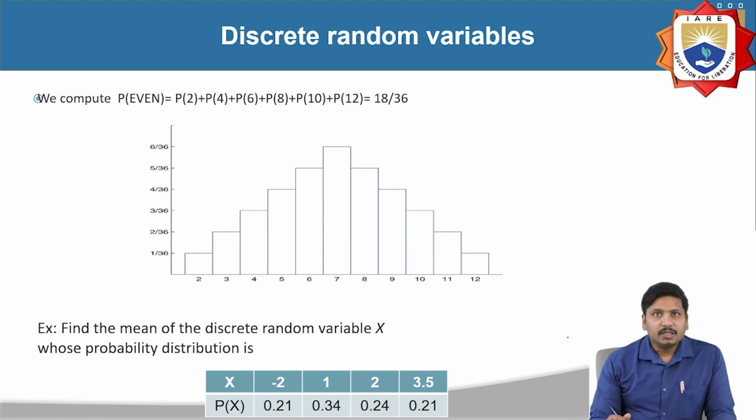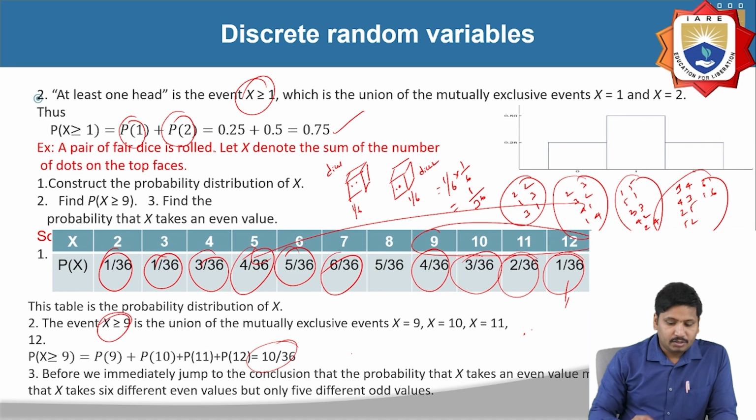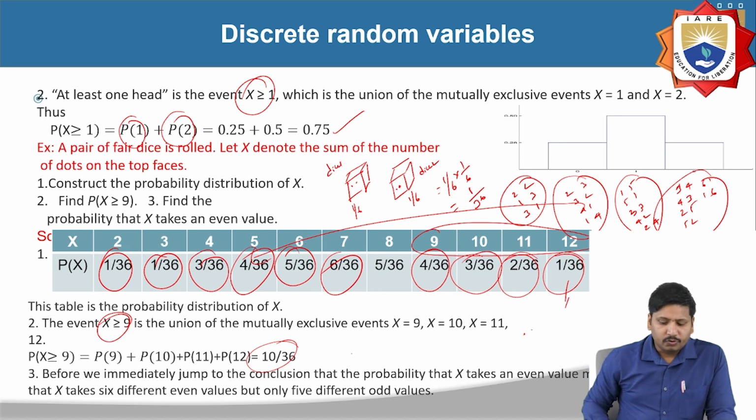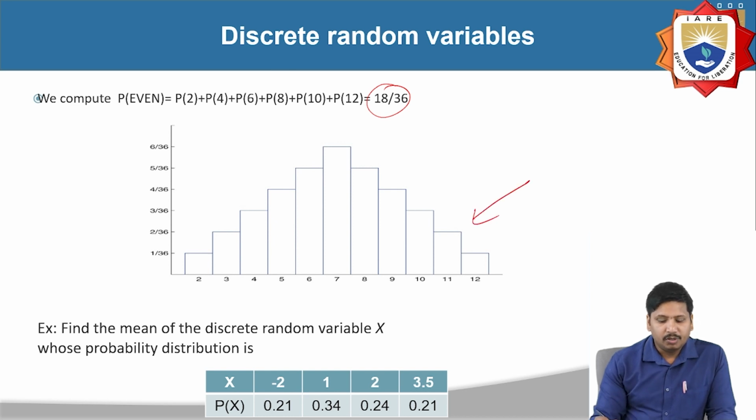So while constructing the discrete random variable, another thing is, what is the probability of getting even here? 2, 4, 6, 8, 10, 12. If I add all these values, I'm going to get the probability of getting an even number. And if I construct a graph, the graph should look like this. And suppose I calculate the mean of the discrete random variable with a probability distribution like this, you can also do that.